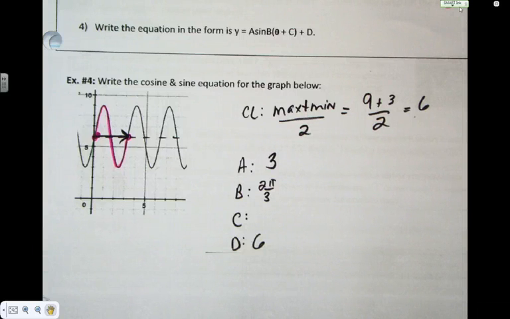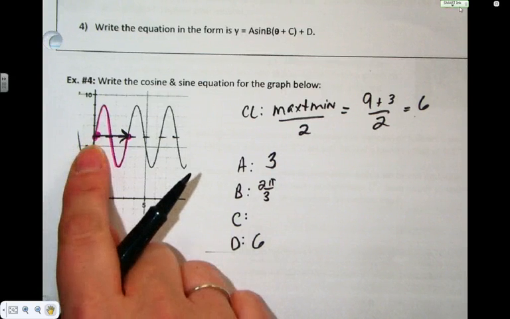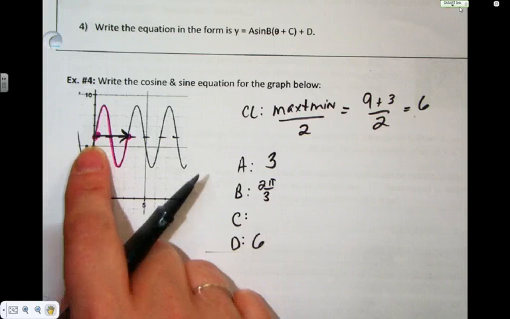And what's the C value? C is always the hardest one for people to see. What's the definition of C? Phase shift. So that's a side-to-side movement. So you're looking at the distance from the y-axis to the starting point. Well, it starts right on the y-axis. So what does that mean about the phase shift? It's 0.